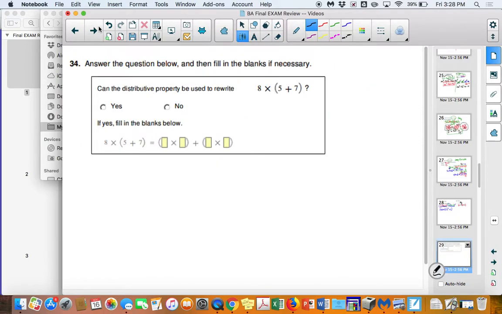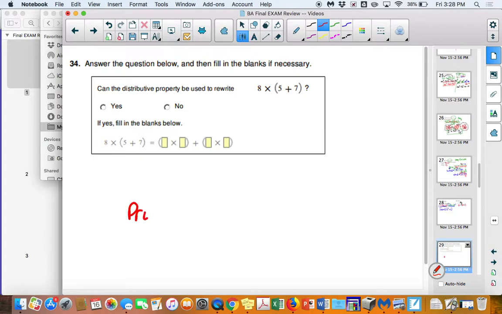It says, can the distributive property be used to rewrite 8 times 5 plus 7? Okay, now this actually goes into, in all honesty, I don't remember talking about this, but it must have been like the first week or two. It goes back to, do you know the full name of the distributive property? This is what it's called.